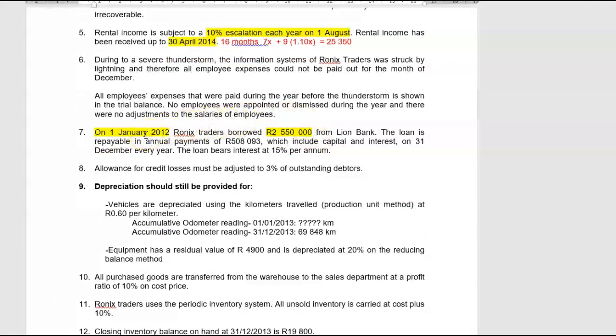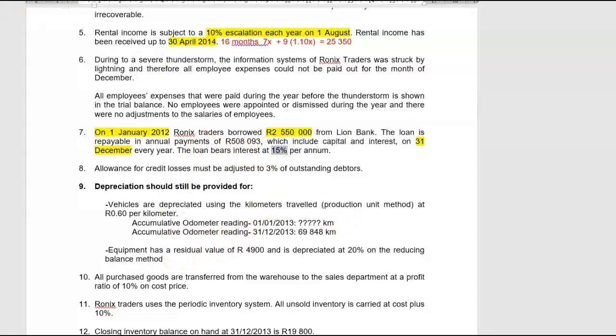So at the beginning of the previous financial year, they borrowed an amount of 2,550,000. The loan is repayable in annual payments of 508,093, which includes capital and interest, on 31 December every year. So on 31 December 2012, the first payment would have been made, and that was also in the previous financial period. So 31 December 2013, the second payment would have been made on this loan.